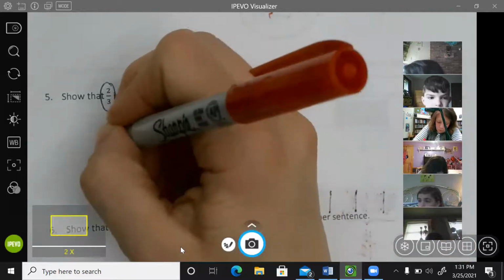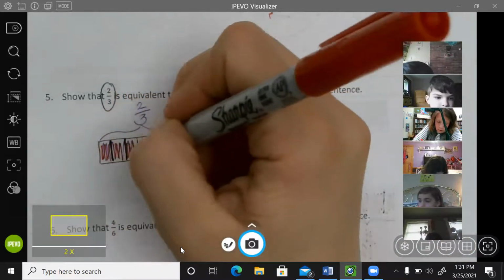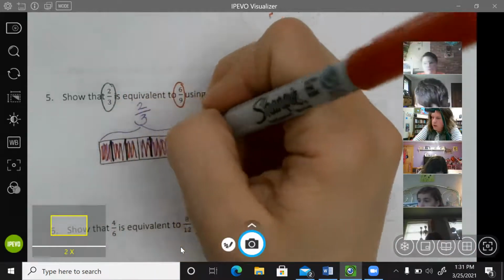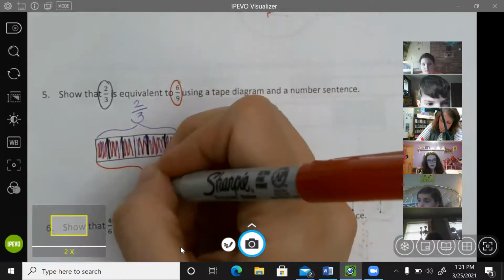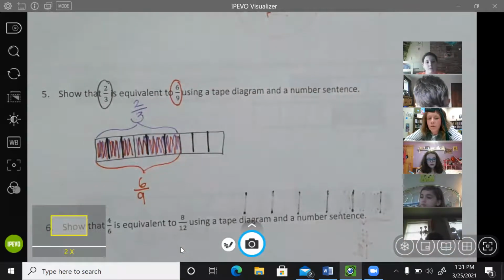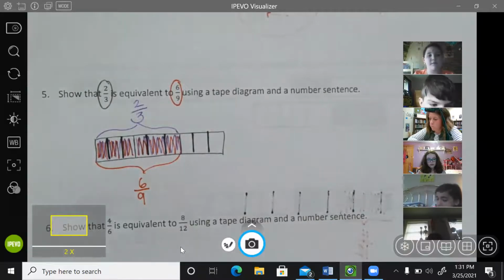6. 1, 2, 3, 4, 5, 6. And I'm going to label that 6/9. Olivia, what do you notice about my purple and my red shading? That they're both even.